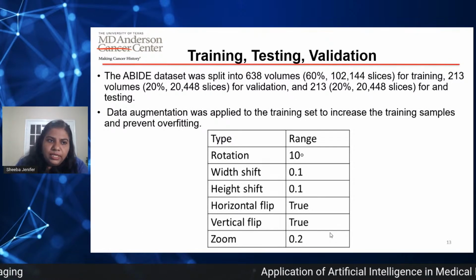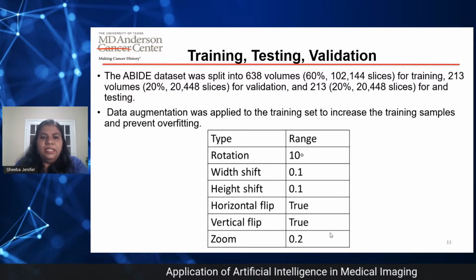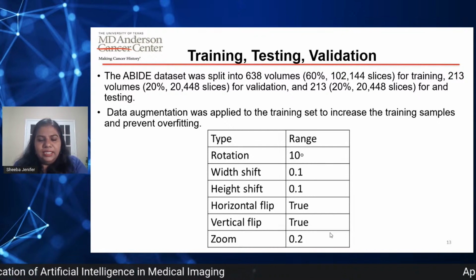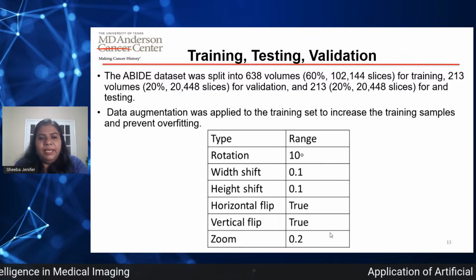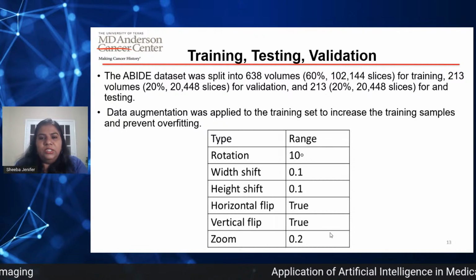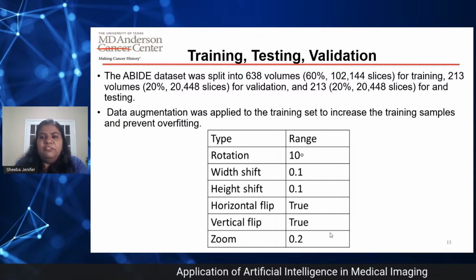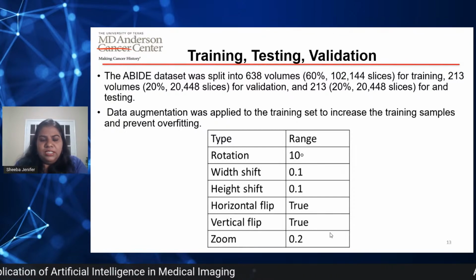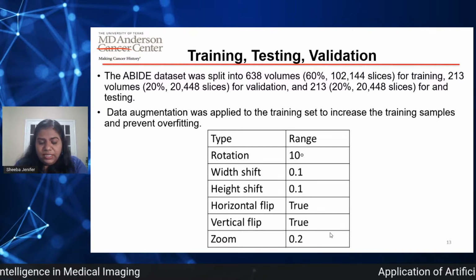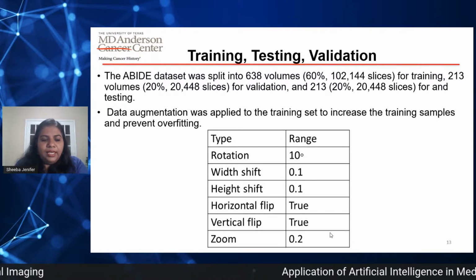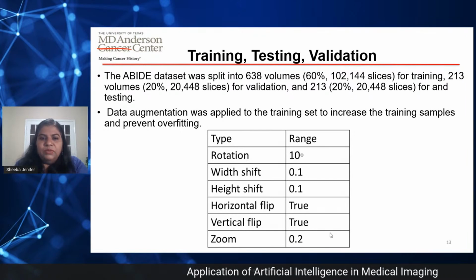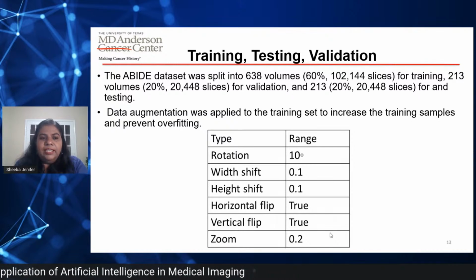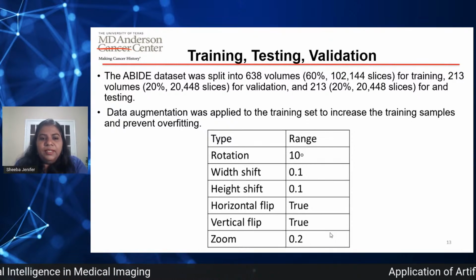As you may know, before we train a model, we split the data into three sets: the training set, the validation set, and the testing set. Even here for the ABIDE data set, we split them 60, 20, 20 percent: 60% for training, 20% for validating, and a separate 20% for testing the model. Another important technique is data augmentation, which was applied to the training set to increase the training samples and prevent overfitting.